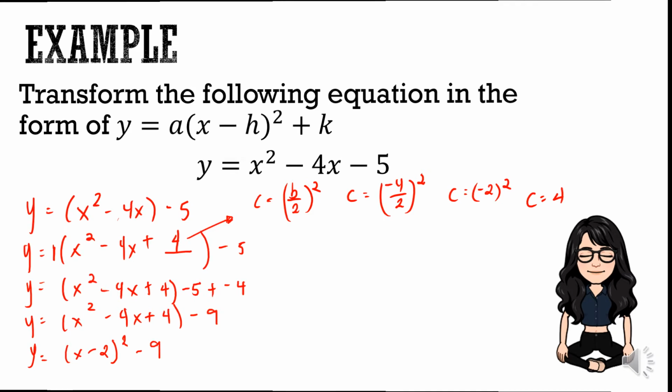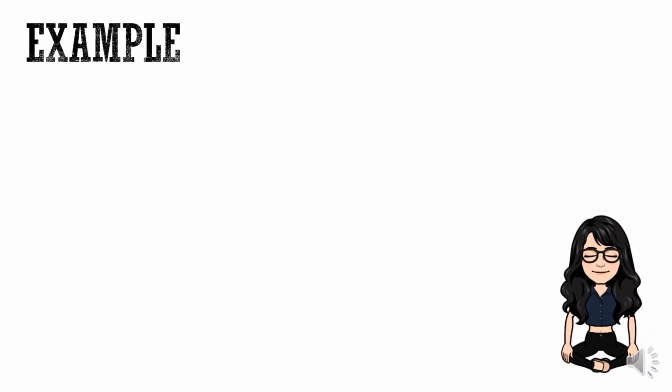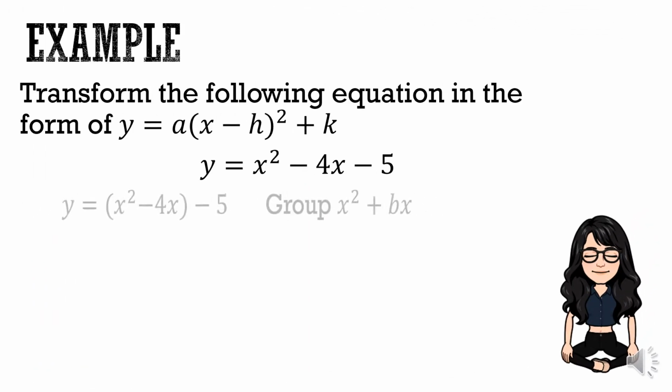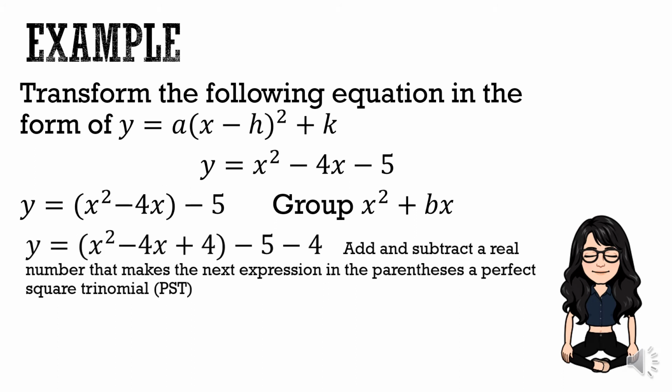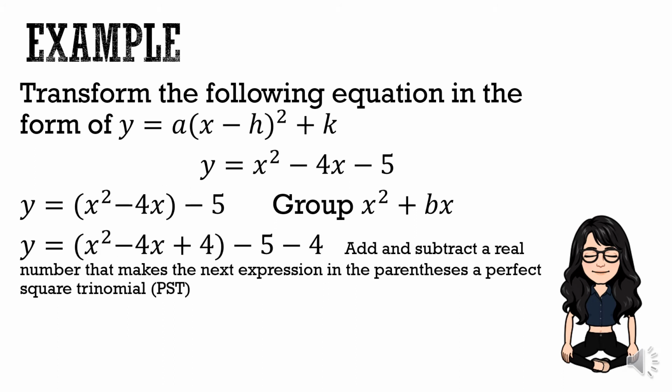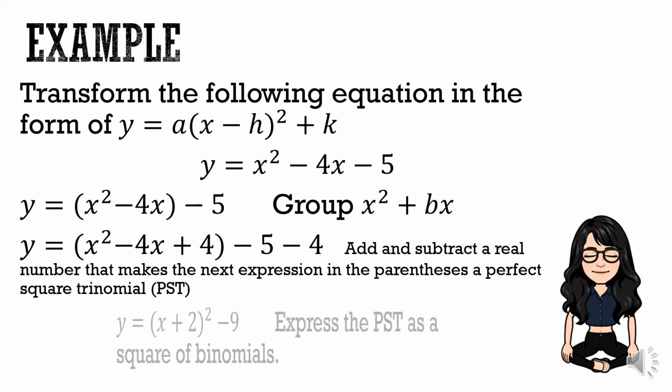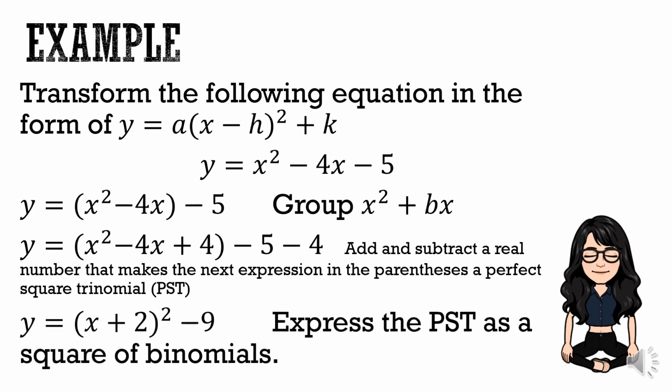Let's check. As you notice, we first group the x squared and bx, and then add and subtract a real number that makes the next expression in the parentheses a perfect square trinomial. And then we have the final answer, which is y equals the quantity x minus 2 squared minus 9.